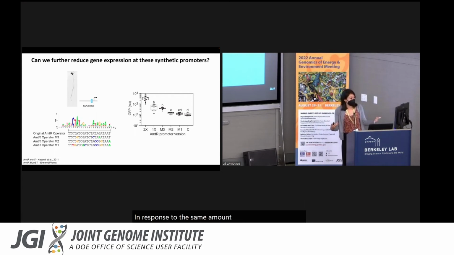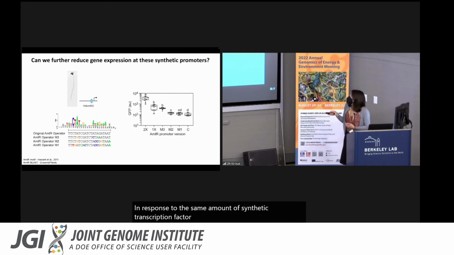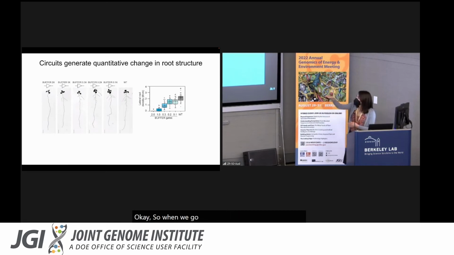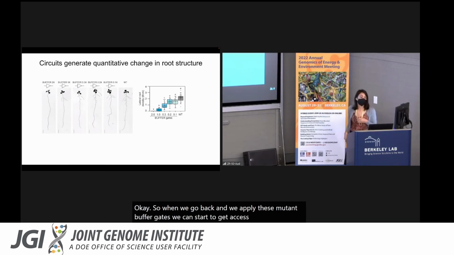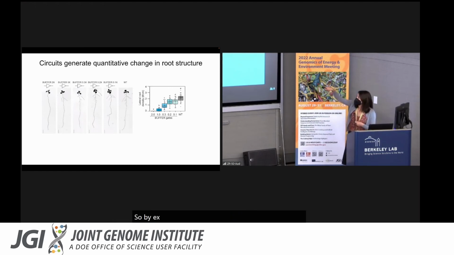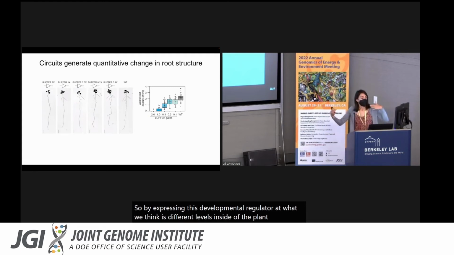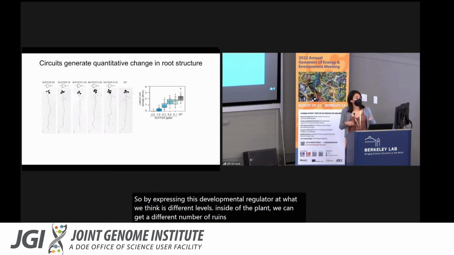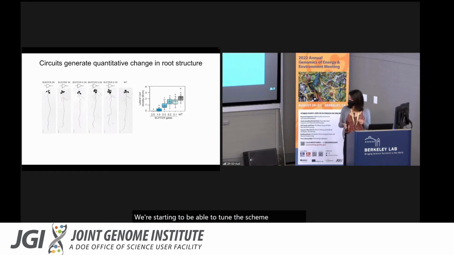And these mutant synthetic promoters drove less and less expression of our reporter gene in response to the same amount of synthetic transcription factor. Okay, so when we go back and we apply these mutant buffer gates, we can start to get actually this gradient in lateral root branching. So by expressing this developmental regulator at what we think is different levels inside of the plant, we can get a different number of root branchings. We're starting to be able to tune this phenotype.